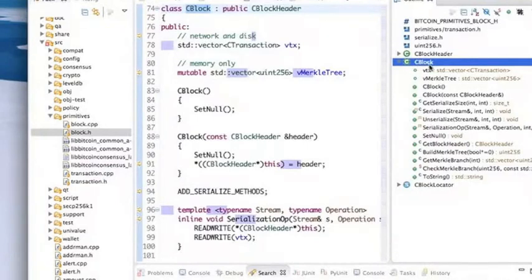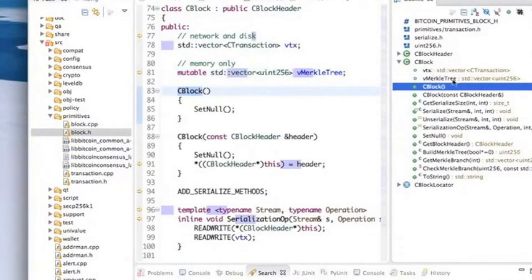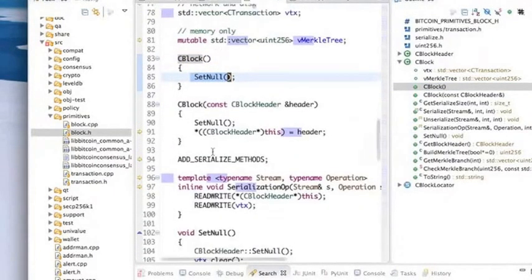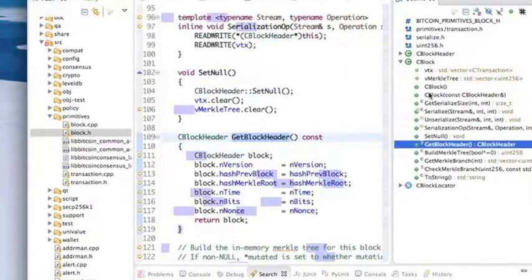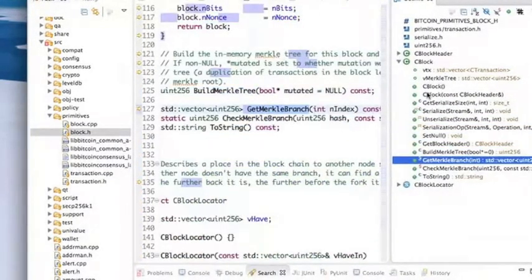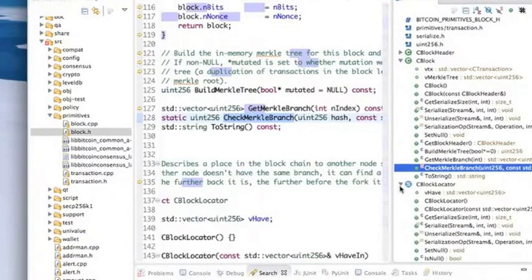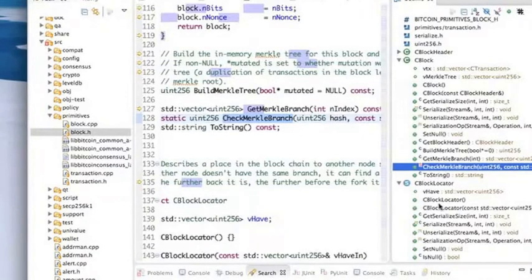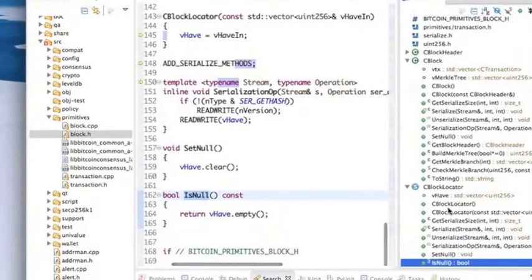In a CBlock, it will have the transactions. This will have a Merkle tree, and this is a constructor, and initially it's just setting null. And as you can see, CBlock has Serialize, Unserialize, SetNull, GetBlockHeader, BuildMerkleBranch. We haven't talked about the Merkle tree and why we need a Merkle tree. So the Merkle tree is a way to quickly find out the transaction in the blockchain. Okay, so these are the block locator, Serialize, Unserialize, SetNull, IsNull.